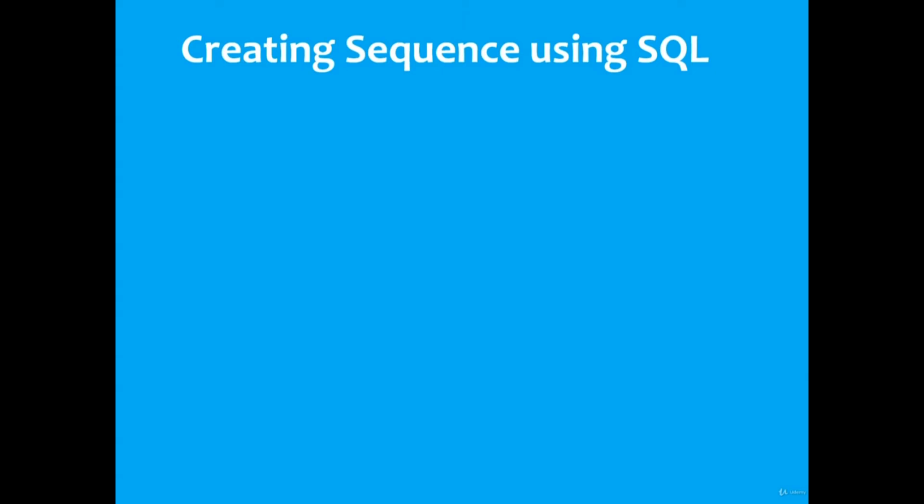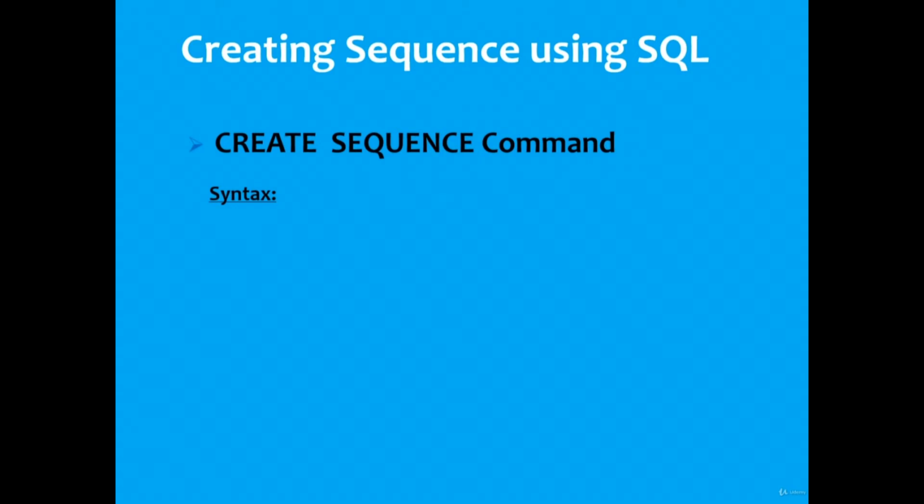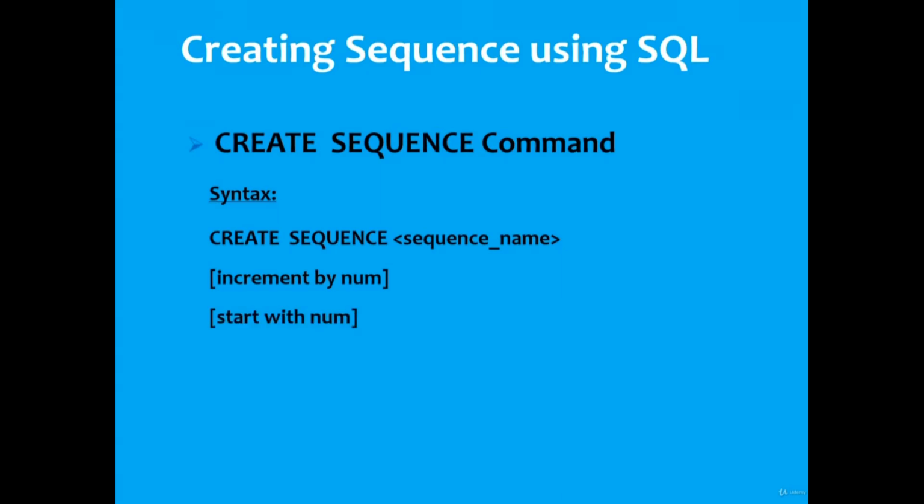Creating sequence using SQL. We use create sequence command for creating sequence using SQL. Syntax: create sequence name, increment by number. This specifies increment for the sequence. Start with num. It specifies the first sequence number.